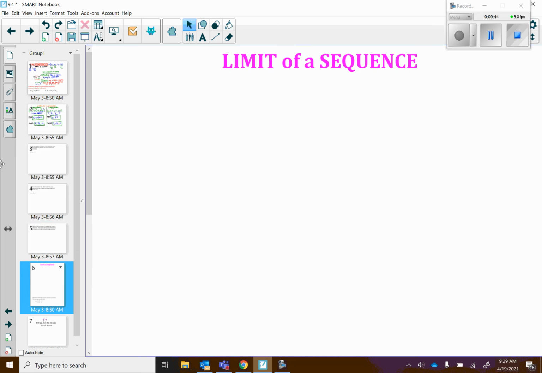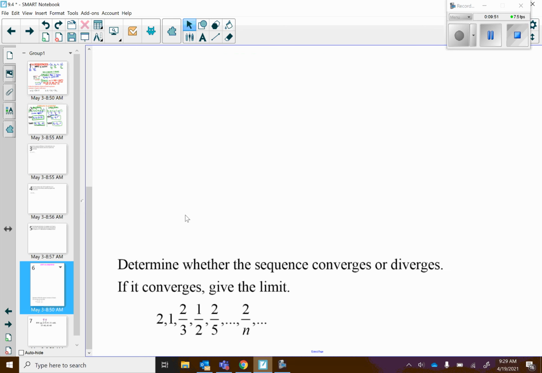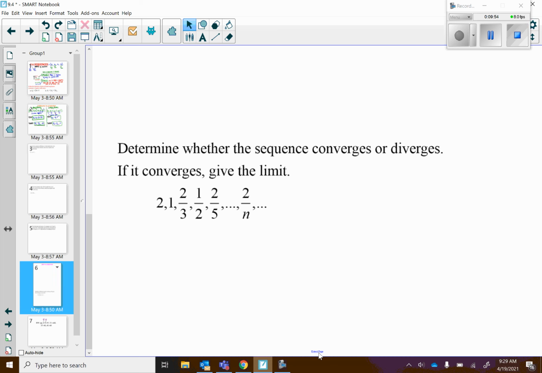The limit of a sequence is something we're going to talk about, but I think we're going to hold off on this until class. So if you want, this would be the example we would do for the limit of a sequence.